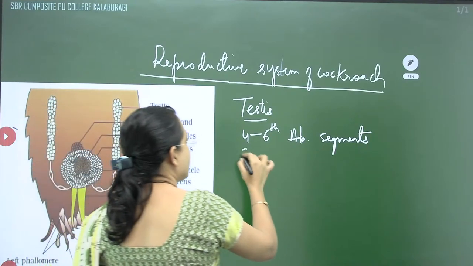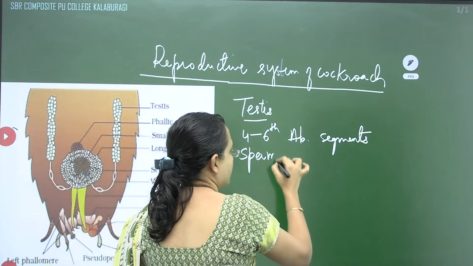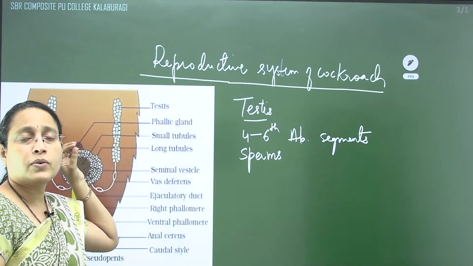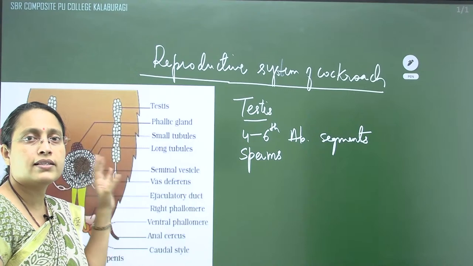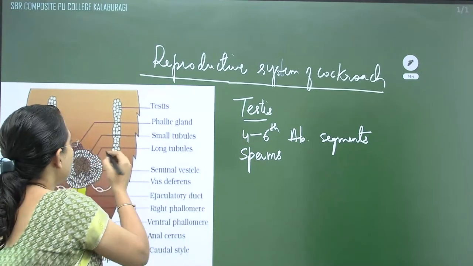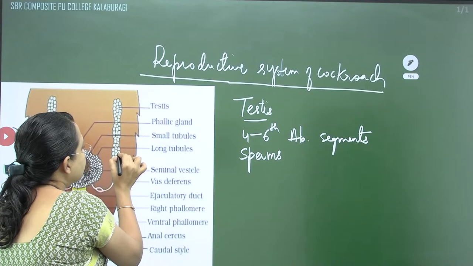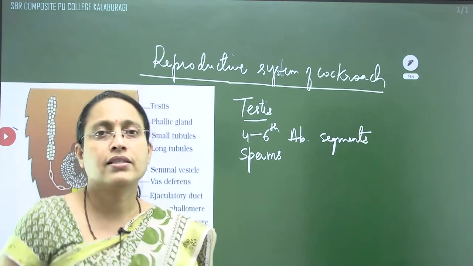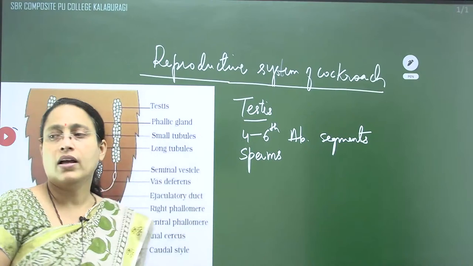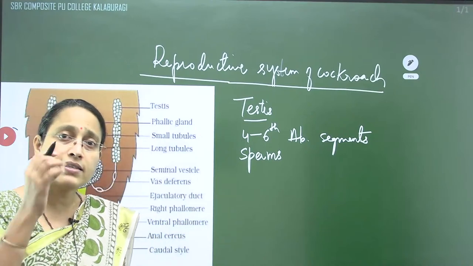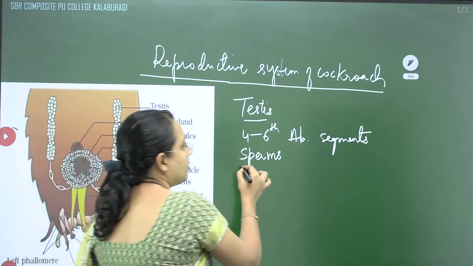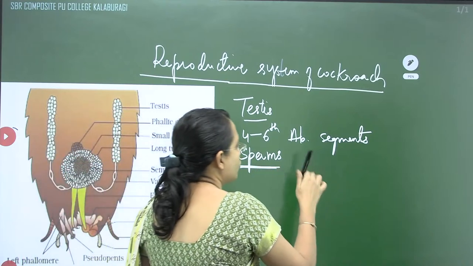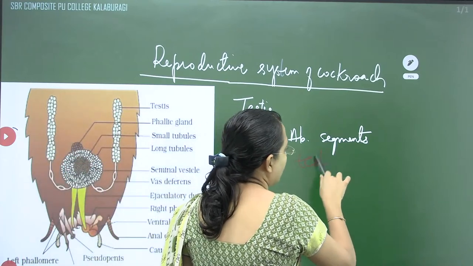And its main function is it produces sperms. Now the testis inside will have many follicles, and those follicles are groups of cells. So inside this testis there will be groups of cells. Those groups of cells can be called follicles, and they are named testicular follicles. It means that the testis has many testicular follicles, and inside the testicular follicle is the exact site where the sperms are produced. So sperms are produced in testicular follicles.